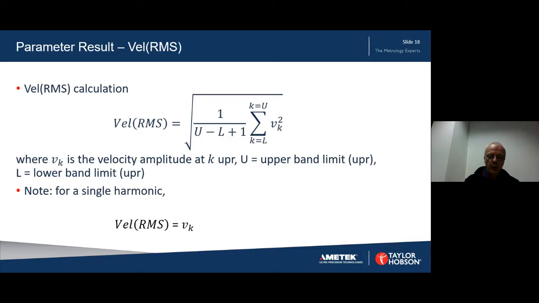An important point to note is that for a single harmonic, in other words for a band where U equals L, Vel RMS is simply the amplitude of the velocity at the selected wave number. This means that in the previous results, where we saw the cursor being labelled as Vel RMS, this is the same as labelling with the term velocity amplitude.